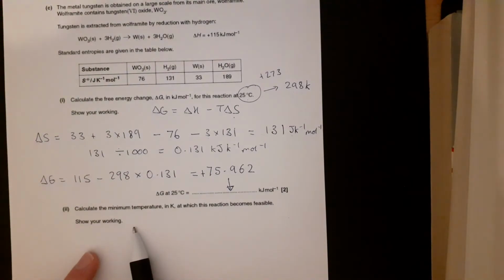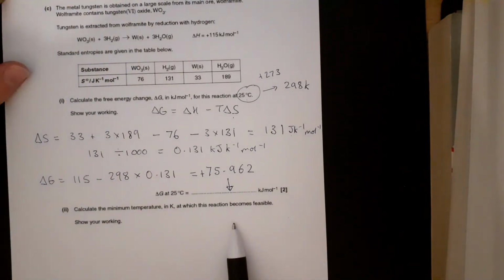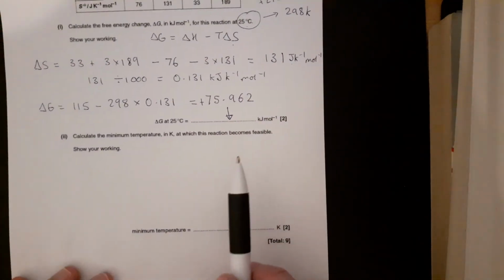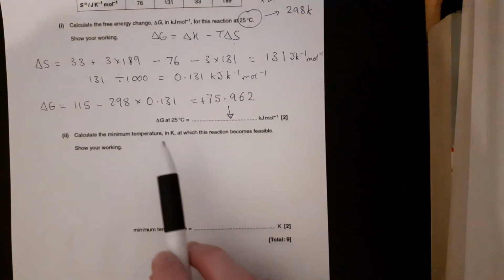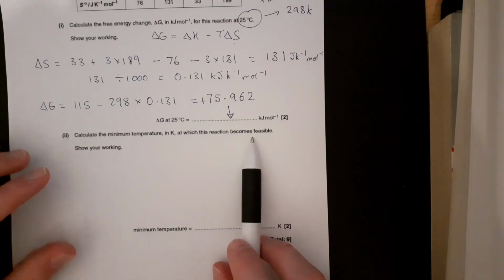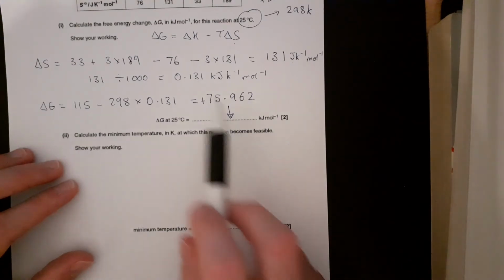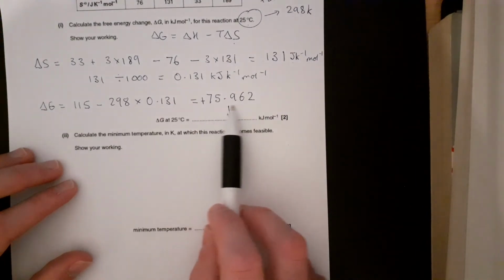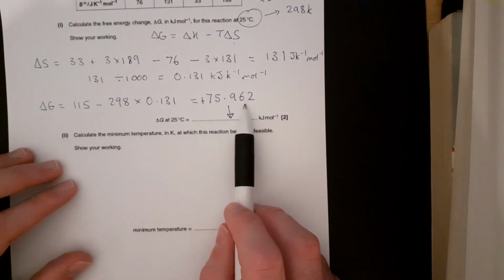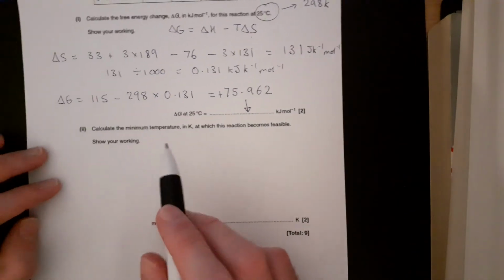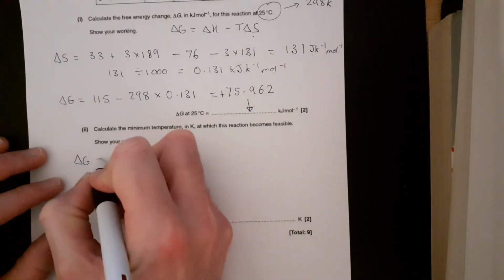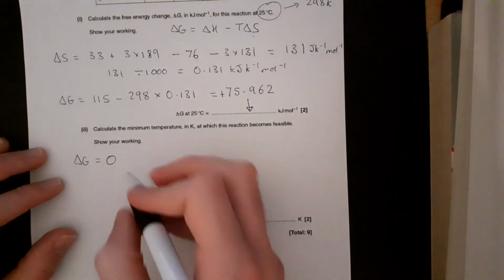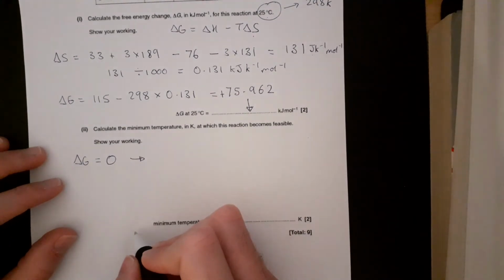Right, and then the last bit here says calculate the minimum temperature at which the reaction becomes feasible. Okay, and we saw how to do this in the previous video, that we're looking for the cutoff point at which it does become feasible. Okay, because this is showing that at 25 degrees, the reaction's not feasible because delta G is coming out as positive. So to work out where's the cutoff point, it's when delta G is equal to 0. That's when it starts to become feasible.